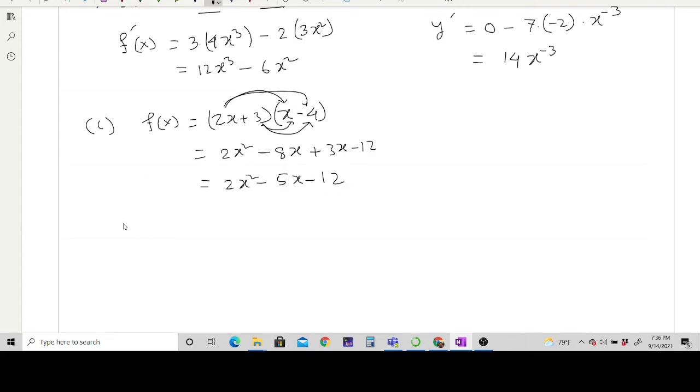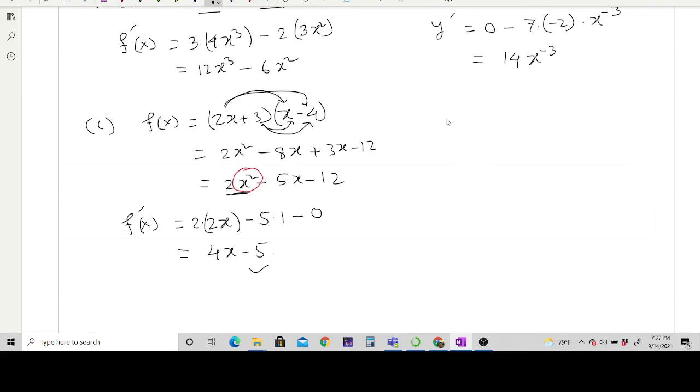Okay, now if we take the derivative of this function, we can use the sum and difference formula. So you take the derivative of the first term. So 2 is constant, leave it as it is, and derivative of x square, which is 2x, so 2 times 2x, then minus 5, the derivative of x is 1, minus derivative of 12 is 0. So which is equals to 4x minus 5. So this is the derivative of the given function.